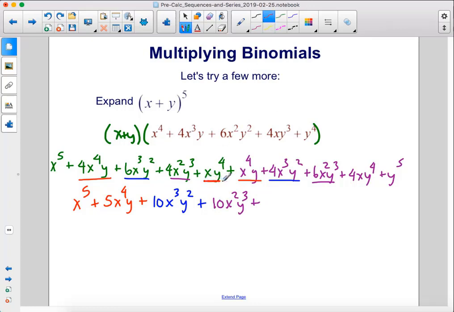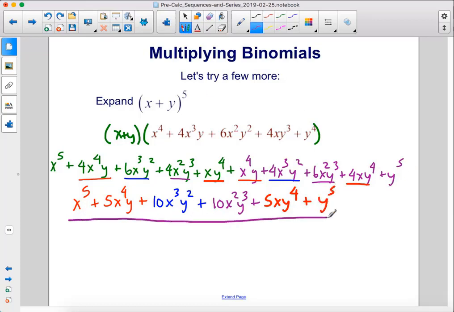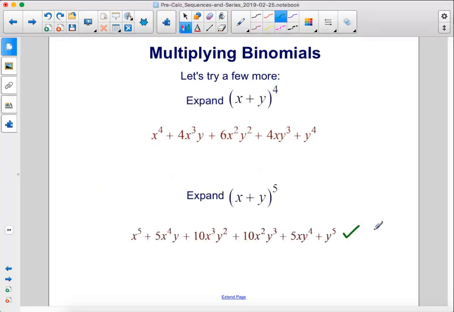all right, we have x times y to the fourth, and we have 4xy to the fourth, so that's 5xy to the fourth plus y to the fifth. So here is our solution for x plus y to the fifth. And there you have it, our solution.